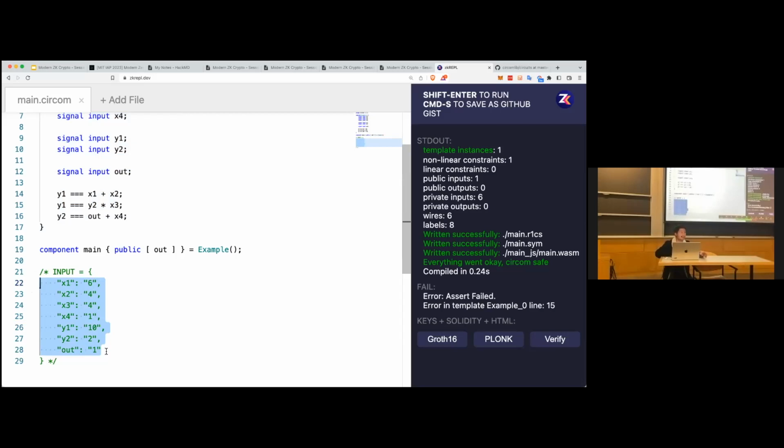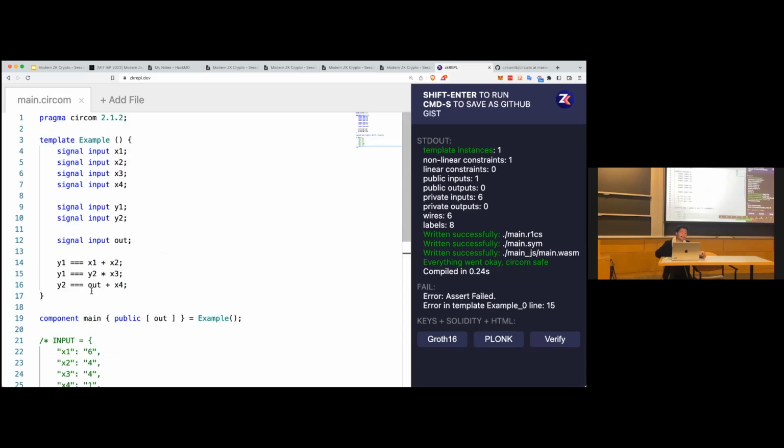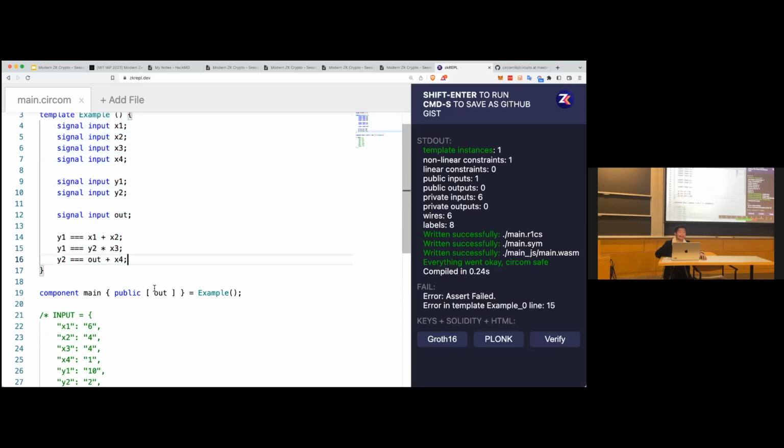Yes, Ilya. So the triple equals are asserts? That's one way to think about them. Sorry? Oh, yeah, the question was, are the triple equals asserts? I mean, you shouldn't necessarily think about this as a program so much as a specification of a constraint system that you're going to allow people to prove satisfaction of. So it's like a constraint. Constraints. Yeah. Okay. Thank you.